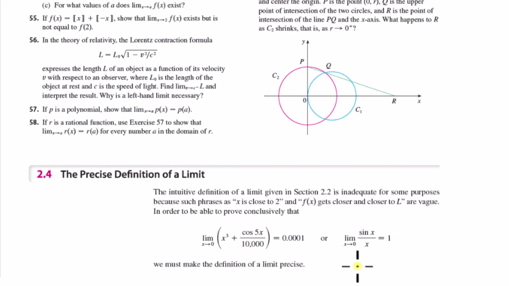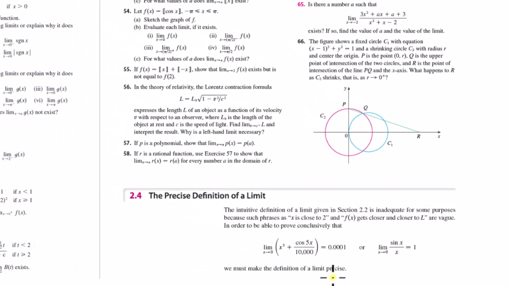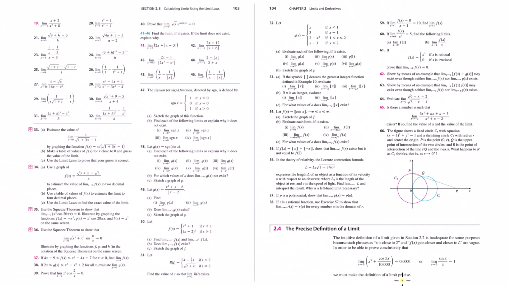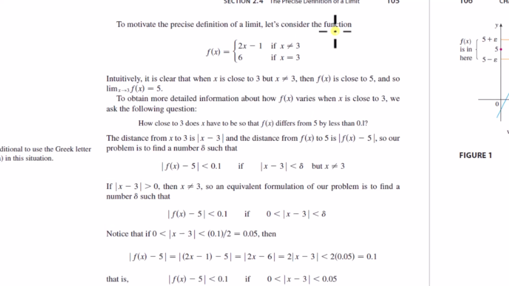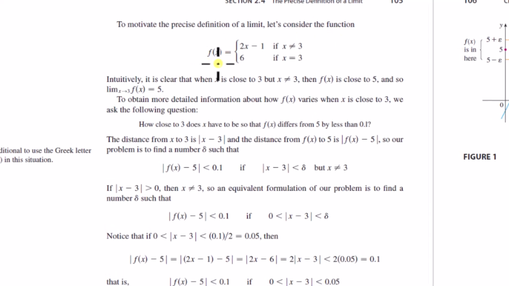Okay, and this limit here, we were able to guess correctly using the calculator plug-in method, but still, how can we prove conclusively that these limits are what's shown here, right? We must make the definition of a limit precise. So, okay. It says to motivate the precise definition of a limit, let's consider this function f of x, which is defined to be 2x minus 1 if x is not equal to 3, but if x is equal to 3, this is equal to 6.